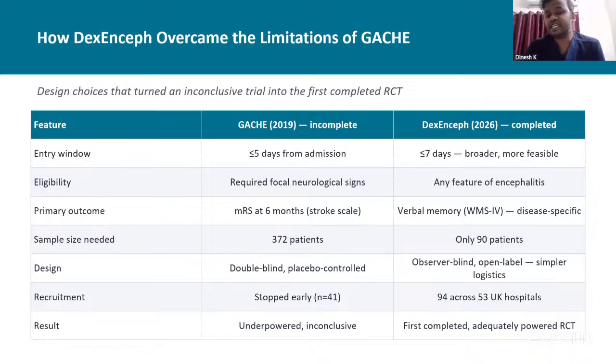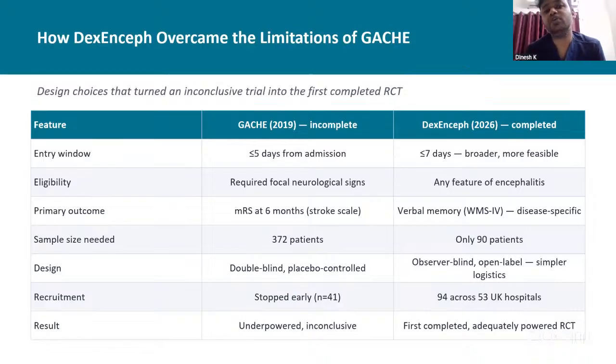Having said that, in GAS they were not able to recruit many patients because HSV encephalitis as such is a rare disease, and they were not able to recruit the 376 as they would have liked. How did the DexEnceph trial overcome the limitation of the GAS trial? If you see, these are the basic differences.